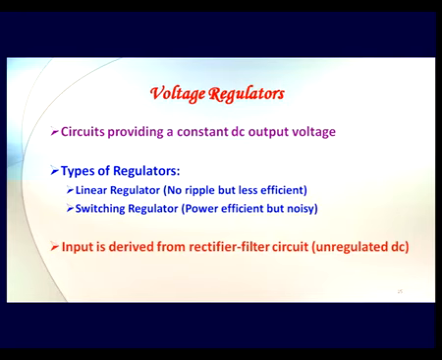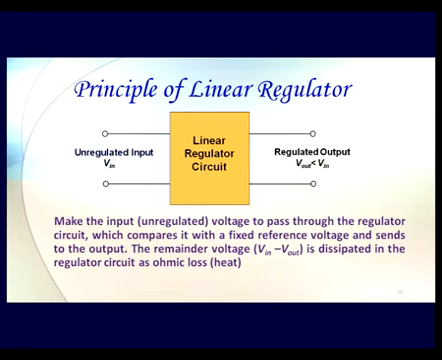We are not going to discuss this switching regulator today, though it is power efficient, but it is noisy. So we will restrict our discussion to the linear regulators, which are less efficient, but they don't have any ripple in them. Now in both the regulator types, the input is derived from the rectifier filter circuit, that is, we are using unregulated DC. The principle of linear regulator is simple: you take a rectified and filtered input Vin, and you give it to the linear regulator circuit, and at the output we are getting a regulated output which is smaller than the input that we have got here from the unregulated input.